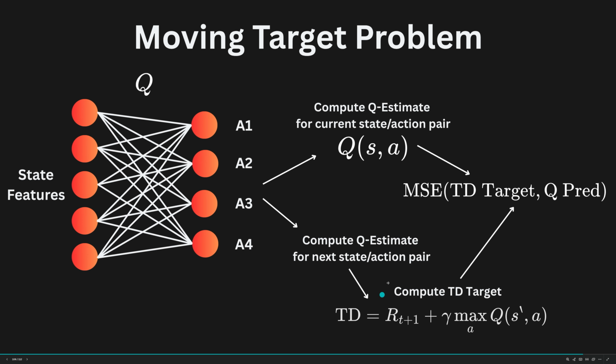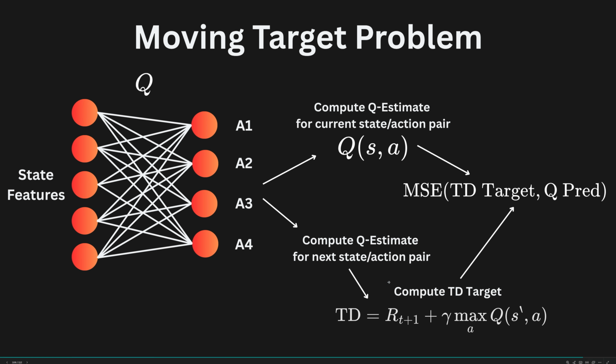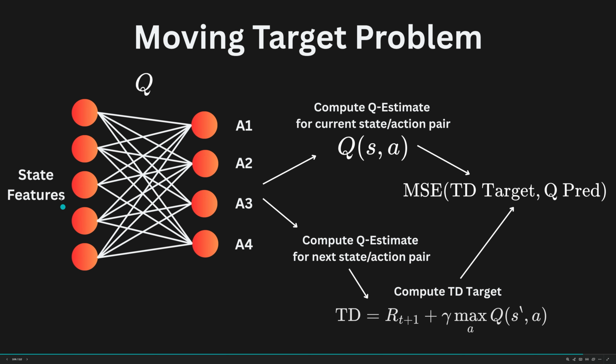So if we remember from DeepQ learning, we had to solve this thing called the moving target problem. And so what was the moving target problem? The issue was that we had this neural network, the Q model, let's call it, that takes some state features and it produces a Q value for the different actions. And so what we did is we passed in our state features for the current states and we got the Q values for the current actions, right?